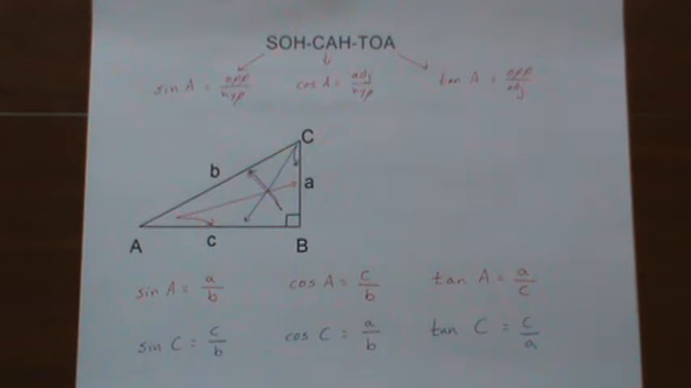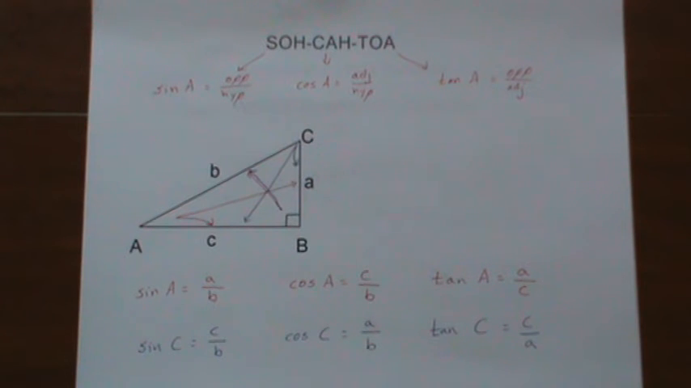If we wanted to find the cosine of A, well, cosine is equal to adjacent over hypotenuse. So cosine A is equal to c over b, where c is the side that's next to angle A and b is the hypotenuse. And for the tangent of A, tangent's equal to opposite over adjacent. Well, opposite angle A is that lowercase a. The adjacent side is the leg of the right triangle that's right next to the angle that we're using. So that would be the c.